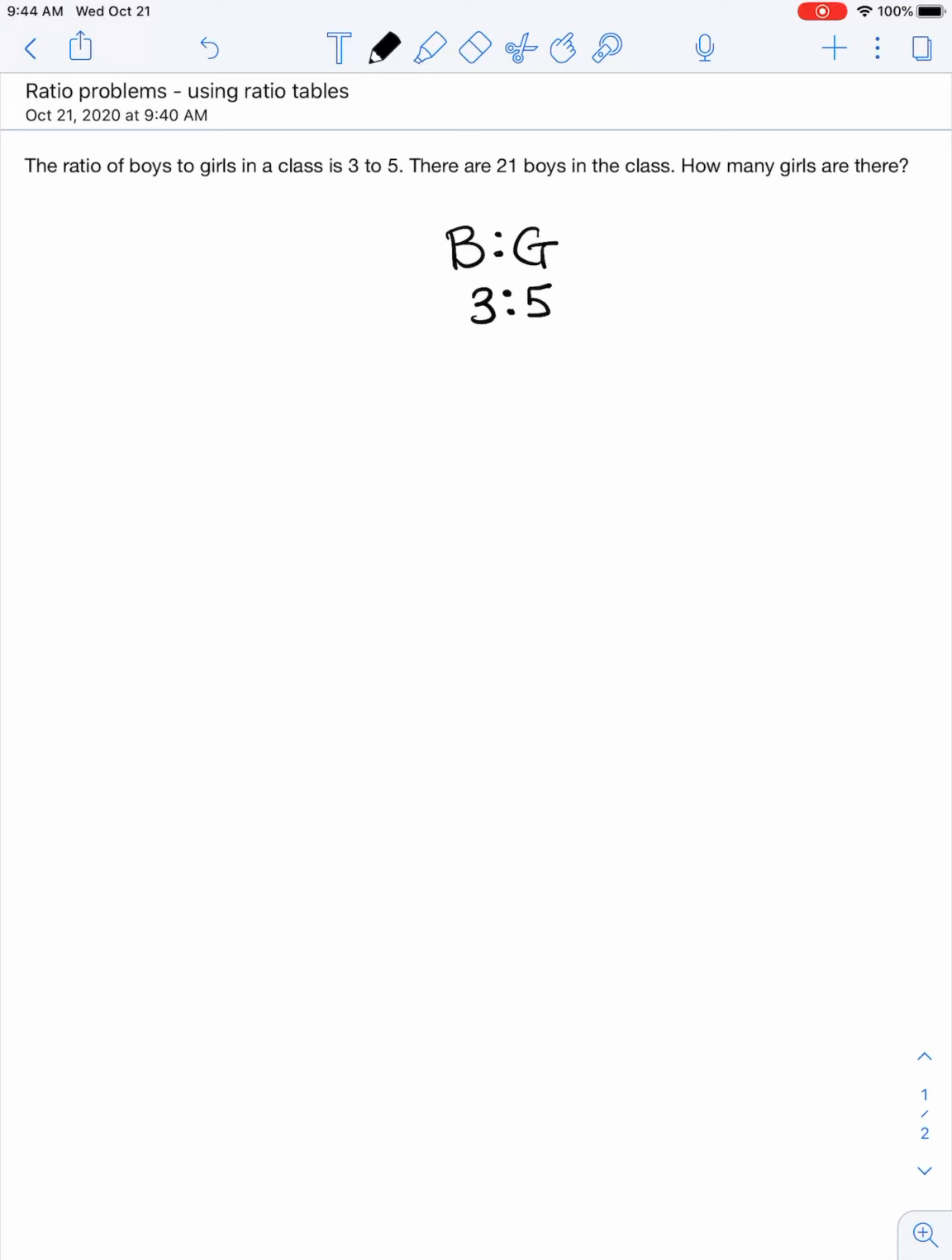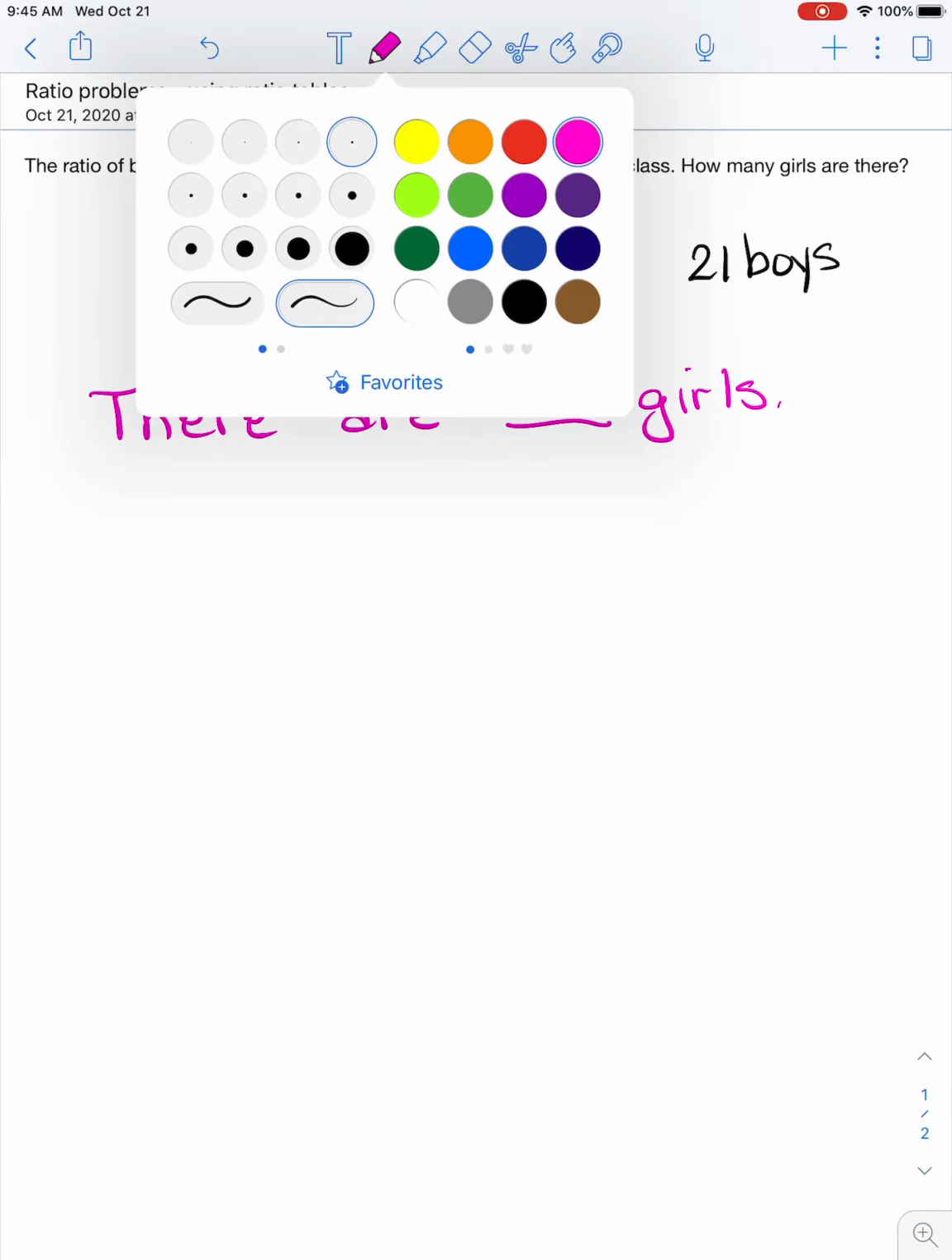Okay, question number 3. What is the other piece of information? There are 21 boys. So let me write here, there are 21 boys in the class. And we want to know how many girls. Let me set this up so that my answer is all ready to go. There are blank girls. Brevity is the soul of wit. I don't have to write that there are this many girls in the class. The less words we use in math, the better.